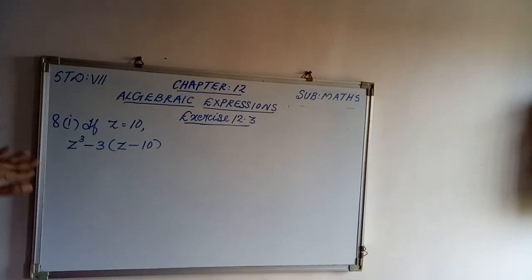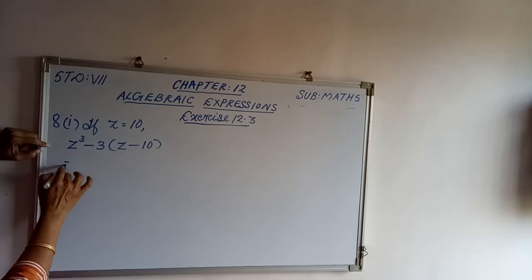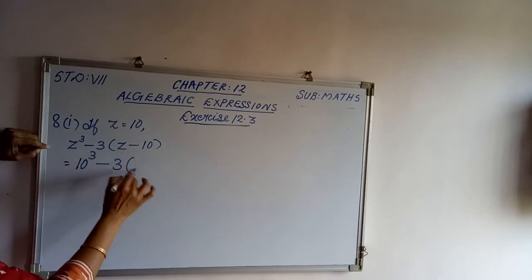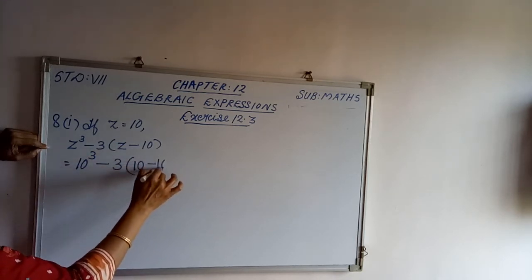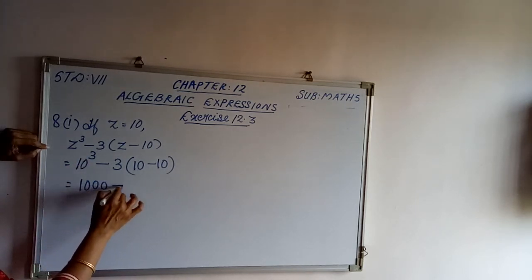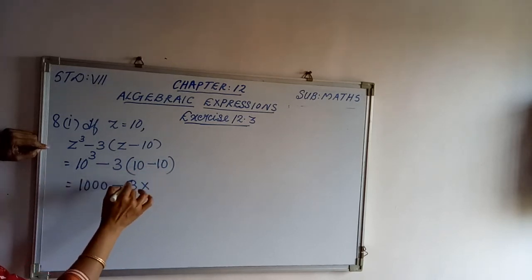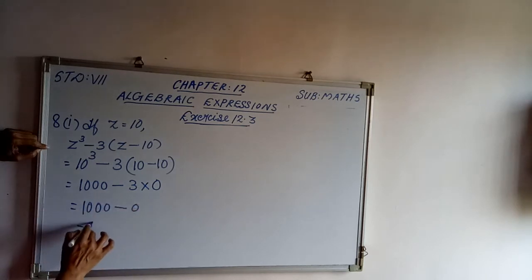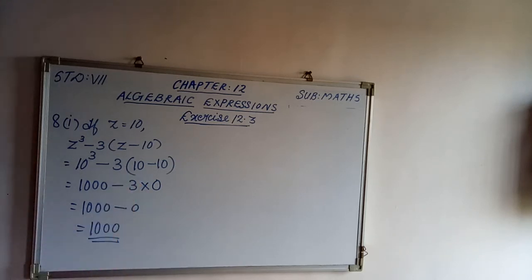Otherwise, directly also you can substitute the value of z. So here I am going to substitute it directly, because in the previous sum we have done by simplifying the expression. Now we will substitute directly. In place of z, 10, that is 10 cube minus 3 into 10 minus 10, right? So that's equal to 10 cube means 1000 minus 3 into 10 minus 10, 0. That's equal to 1000 minus 0 will give you 1000. Okay, that's the answer.